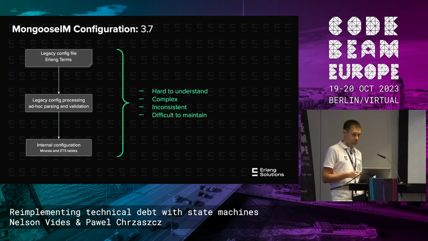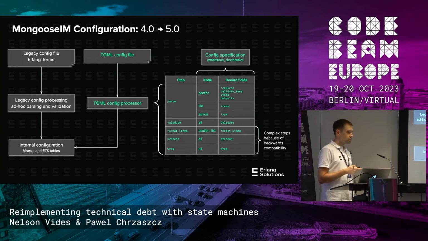How did we do it? So we decided to implement it side by side so that the new code is implemented here. The new configuration is stored in TOML, and there is a TOML configuration processor. And for each node in the TOML document tree, it runs over 5 steps. And it's pretty well defined. I will not go into details of these steps, but as you can see, it's well organized. There's now a config specification, which is declarative, and it declares for each node how it would be processed at each of the steps.